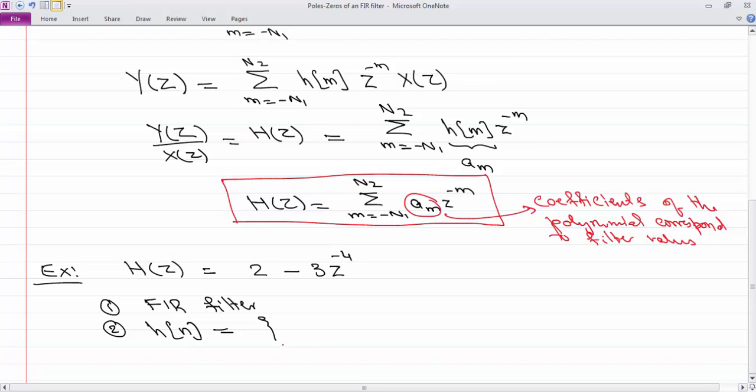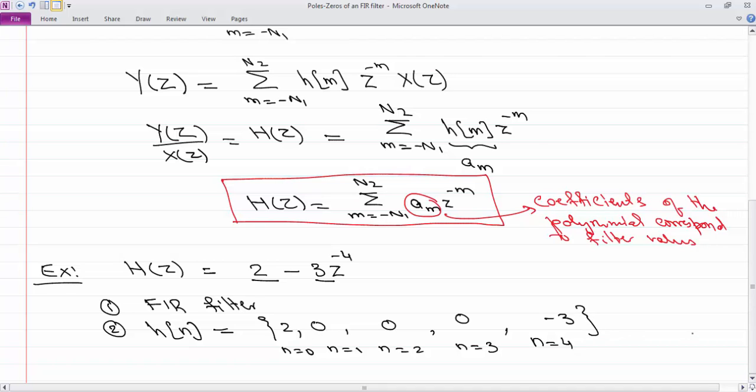So what is H at n equal to 0? That's the coefficient associated with Z to the 0. So that's 2. What is n equal to 1? Well, I don't have Z to the minus 1, so that means it's 0. What is n equal to 2? Again, I don't have the Z to the minus 2 term. So that's 0. What is n equal to 3? Again, I don't have the Z to the minus 3 term. That's 0. And what is n equal to 4? That is the coefficient associated with Z to the minus 4. That's minus 3. Okay.